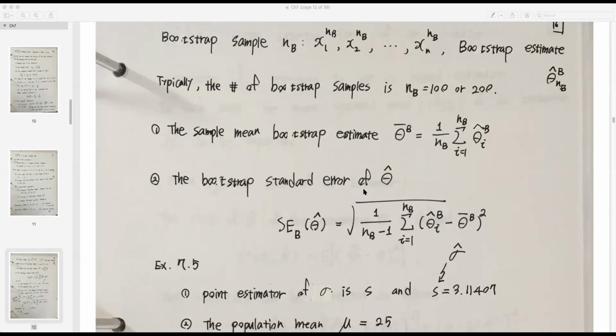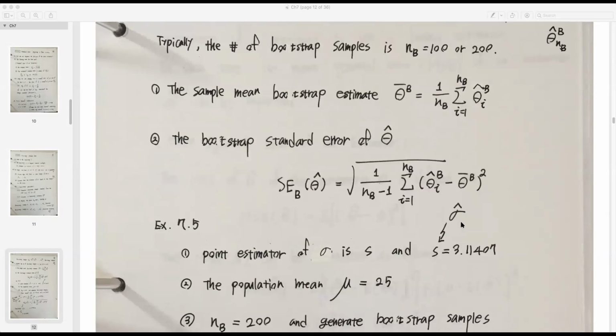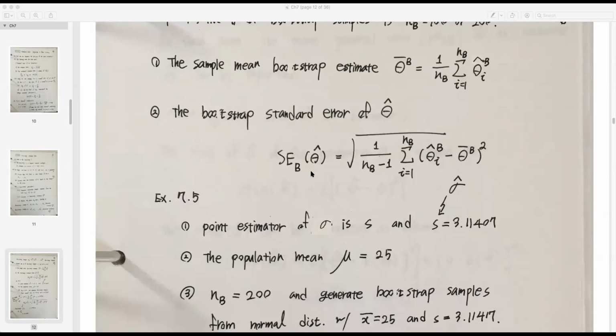The standard error is actually a standard deviation, right? Denoted by SE of theta hat, it is the square root of 1 over NB minus 1, times the sum of theta hat i b, the bootstrap estimate in the ith bootstrap sample, minus theta hat b, where theta hat b is the sample mean bootstrap estimate. That's the SE b of theta hat. This is the standard error generated by bootstrap.